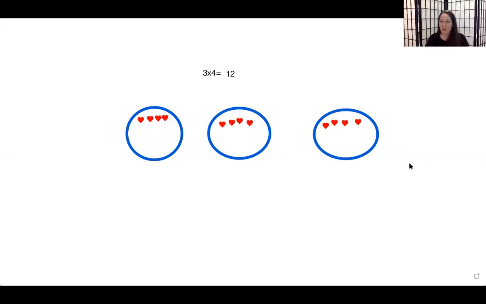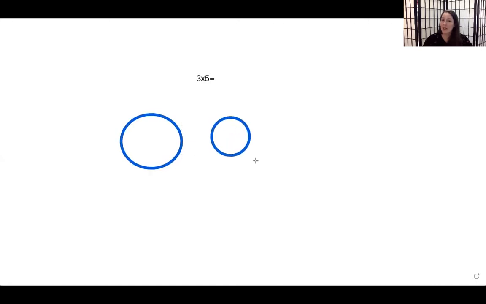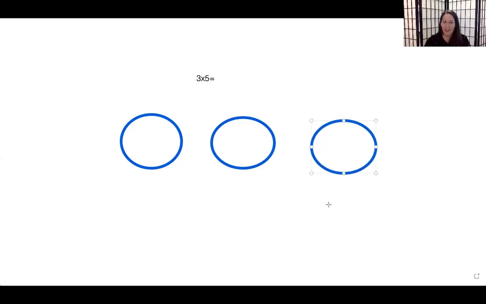Now we're going to do the next problem together. We are going to try 3 times 5. I'm going to get the circles set up. So I'm going to go with 3 circles instead of 5 circles because I think fewer groups makes it easier to count at the end. So 3 circles. Who can tell me how many objects I need to put in each circle?